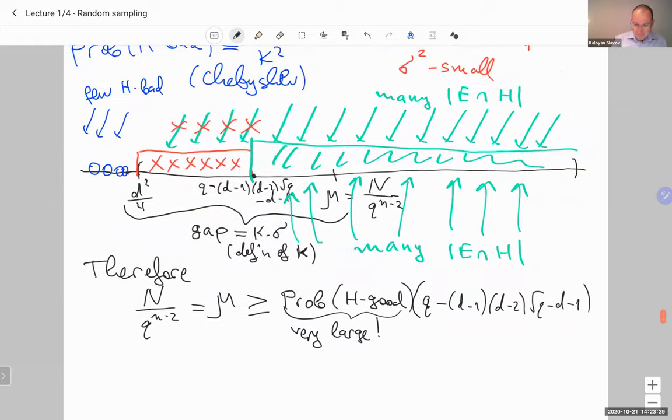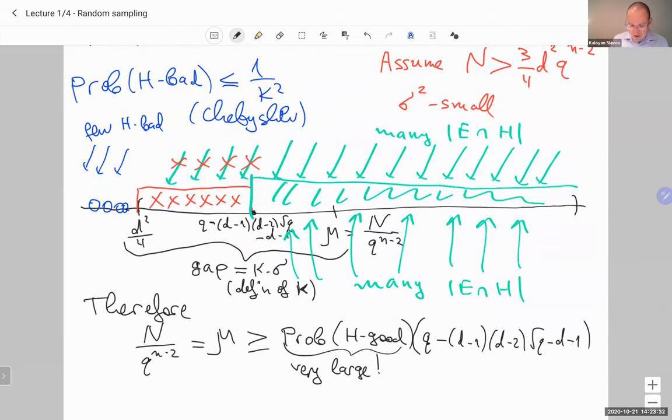Notice how sneaky we are. Here on the right-hand side, in the inequality at the bottom of the screen, mu greater than or equal to, for the probability that H is good, we are using the left end point of our interval from the dichotomy lemma. We're using that there are very few bad H's and many good H's, and we're using the gap, K times sigma, coming from d square over 4. And for the contribution of each good H, we are using the right endpoint of our interval from the dichotomy lemma.